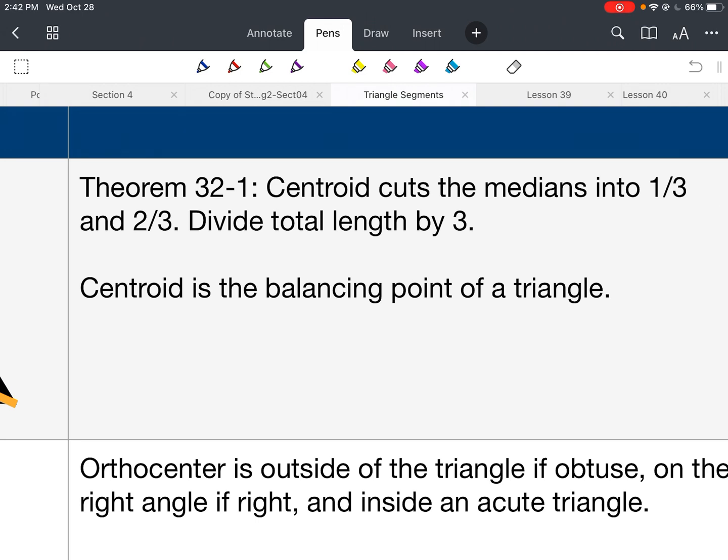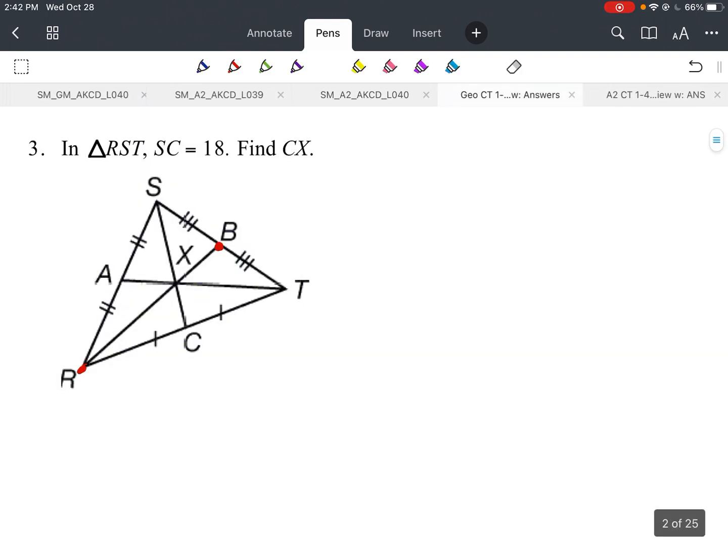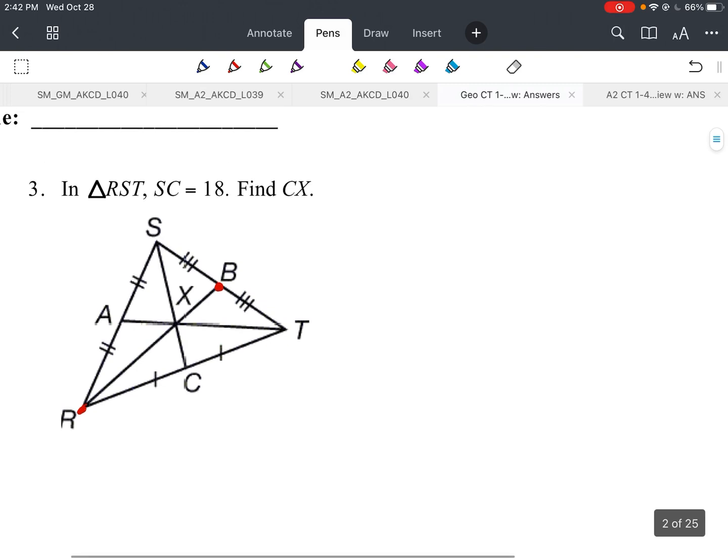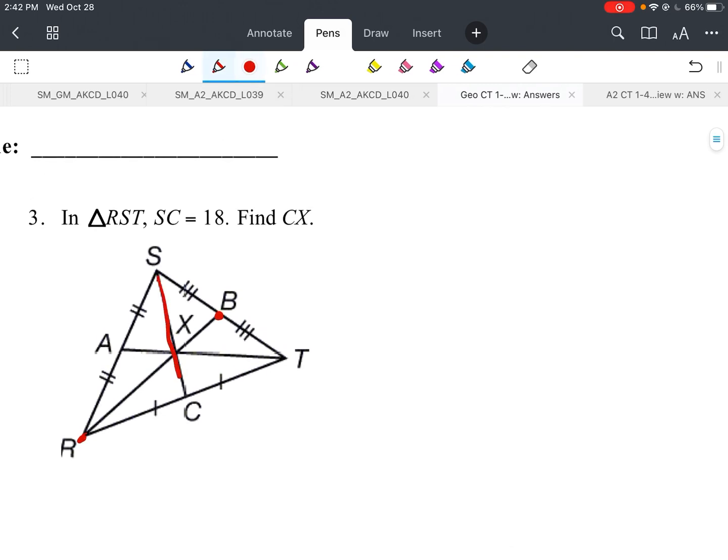So what does that mean? Well, let's go back to the review here. That means if I divide my total length, SC, by 3, I'll get the breakdown. So this will be 18 over 3, which is equal to 6. What does that mean? Well, the 18 is cut into 6 and 12. So just divide it by 3. The short piece is 6. The other piece is twice that, so there'll be 12, and 12 and 6 make 18. So this all makes sense. And of course, this is the part they're asking about, CX. So there you go, 6.